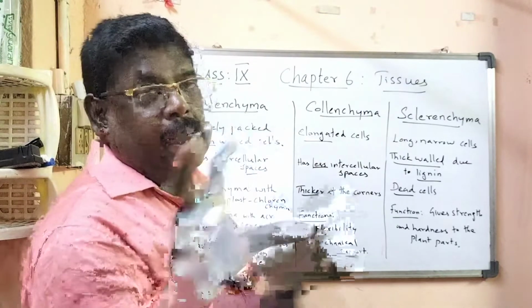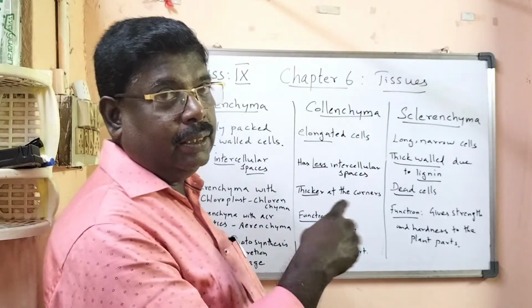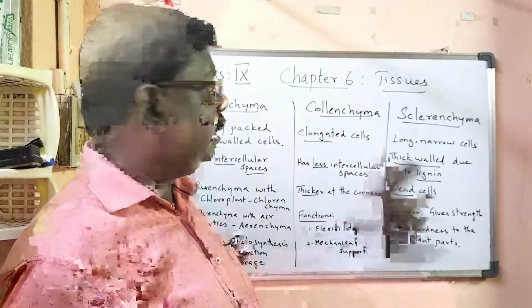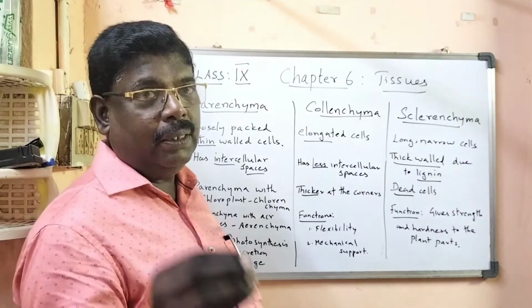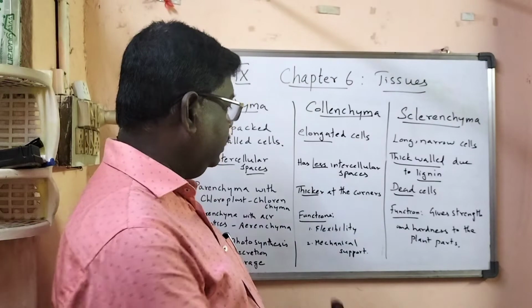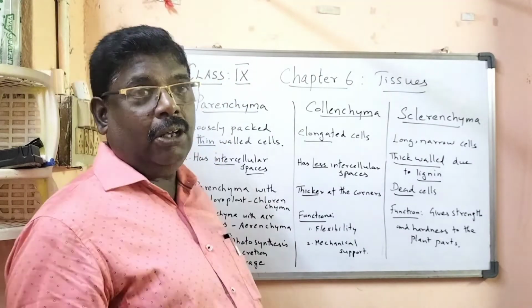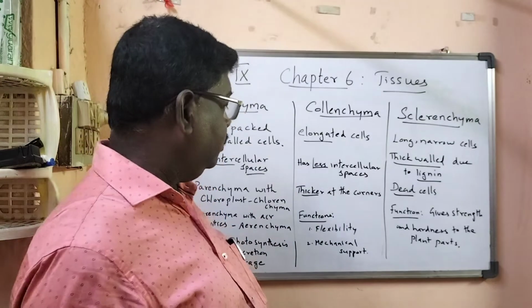Now, collenchyma, the next simple permanent tissue, the second one, collenchyma, elongated cells. Here, parenchyma will be spherical cells, round shape. Here, it will be elongated in an oval shape. Less intercellular spaces. When compared to parenchyma, the spaces are very less. Thick at the corners. The corners of the cells are very thick.